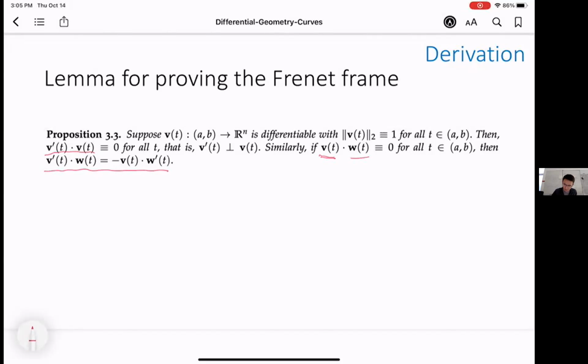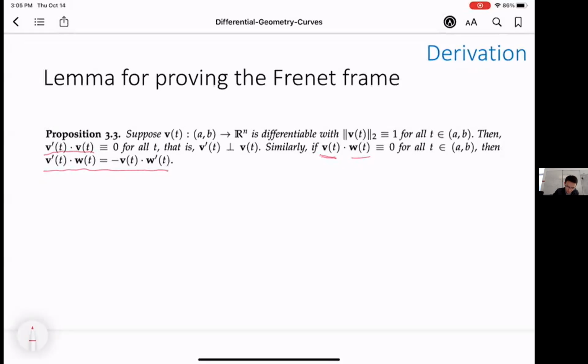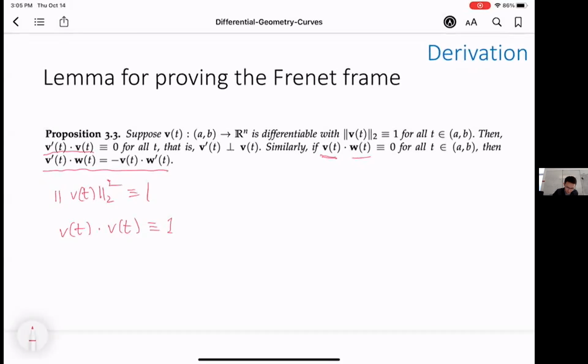Both of the lemmas are very simple. I should be able to derive them just in this space. So if we think about this V(t) squared, its length is unit, so squaring it is still 1. But I can also write it out as the dot product. Then I take the derivative on both sides. What do I get on the left-hand side? I get V prime of t times V(t) plus V(t) times V prime of t, just by the product rule. On the right-hand side, I get 0.